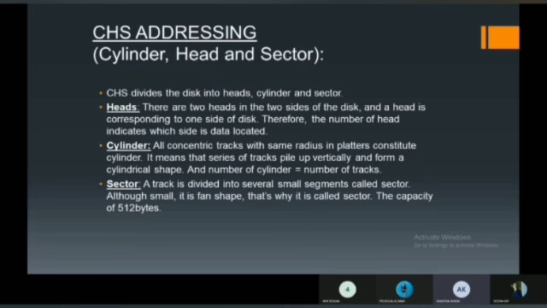The next one is sector, and the valid range is between 1 and 63 sectors. A track is divided into several small segments called sectors. Although small, a sector is fan shaped, which is why it is called a sector. Its capacity is 512 bytes. The next part will be continued by Seema.